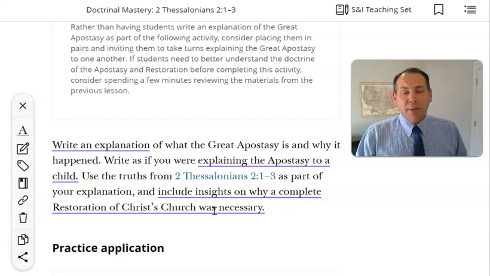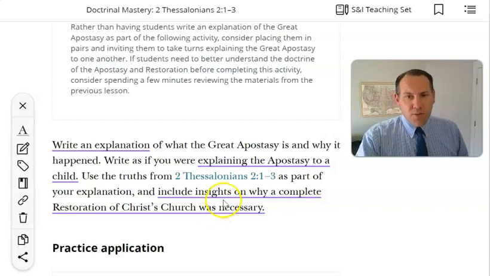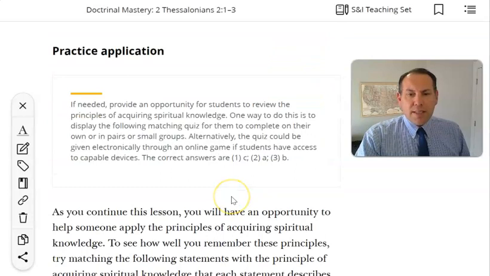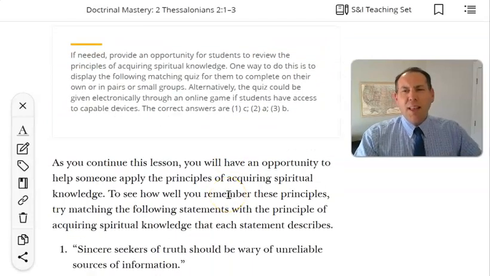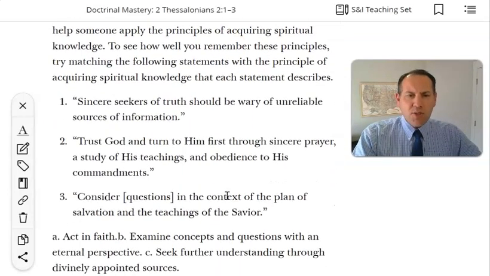Now, the practice application, this is where you're going to spend most of your time. This one is kind of tricky, and that's why I like it. I think students will like the stretch.